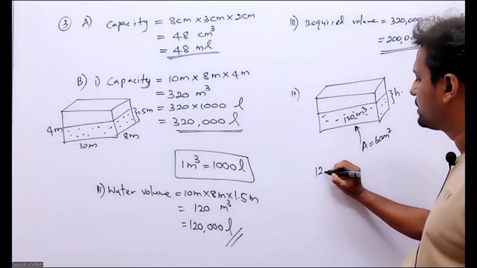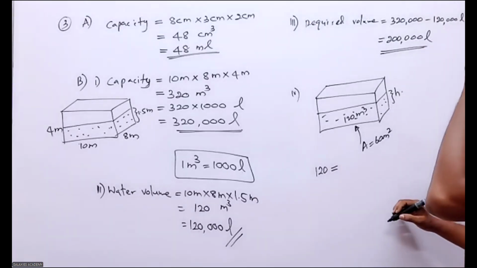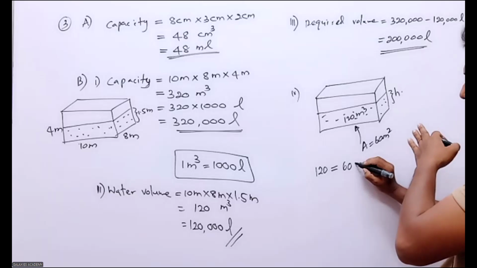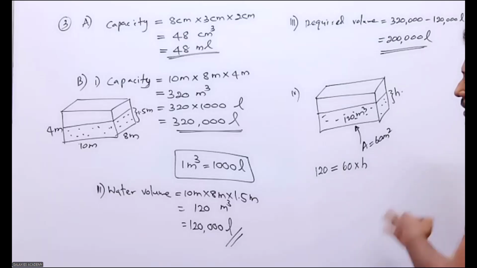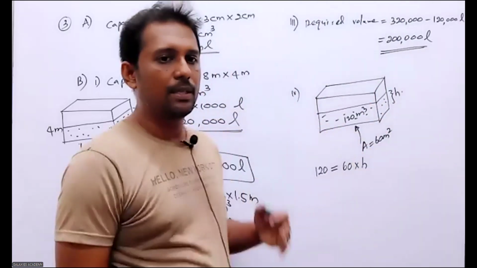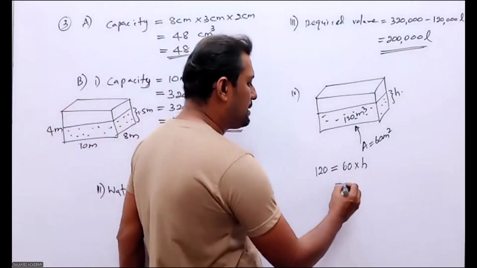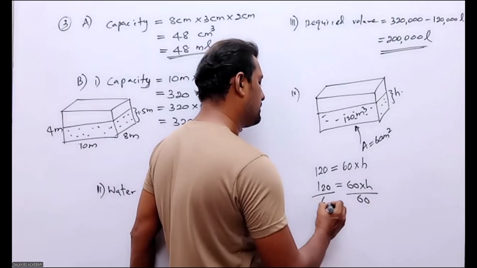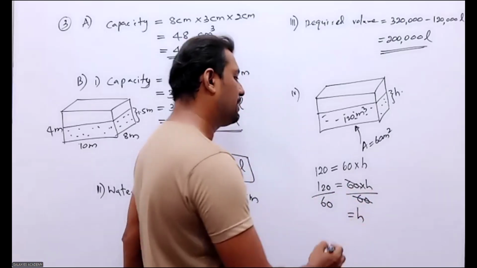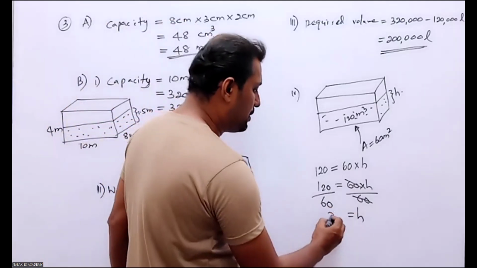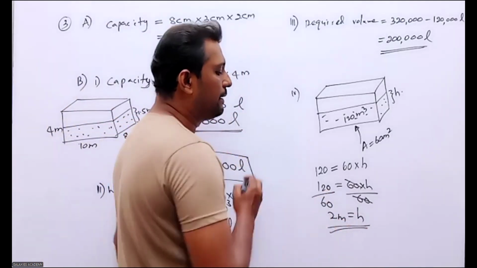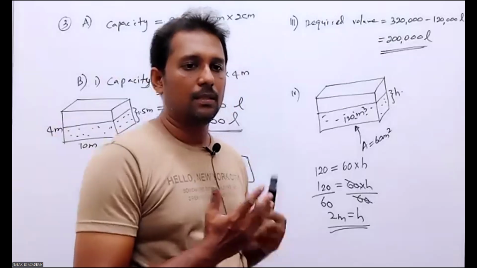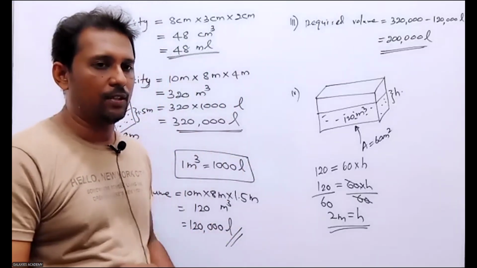I can write the relationship: the volume of water equals the area of the base, 60 square meters, multiplied by height. Then you can simplify this one. So what you can do, both sides I can divide by 60. So H equals, the height of the water is equal to 2 meters. 120 divided by 60 is 2. So the height is 2 meters in this tank, right? Height of the water.